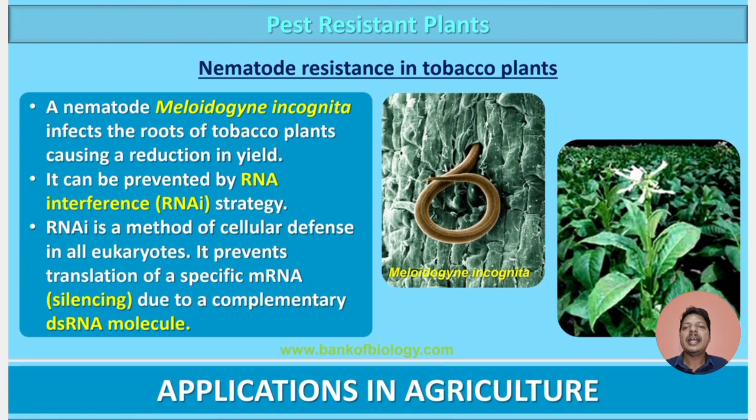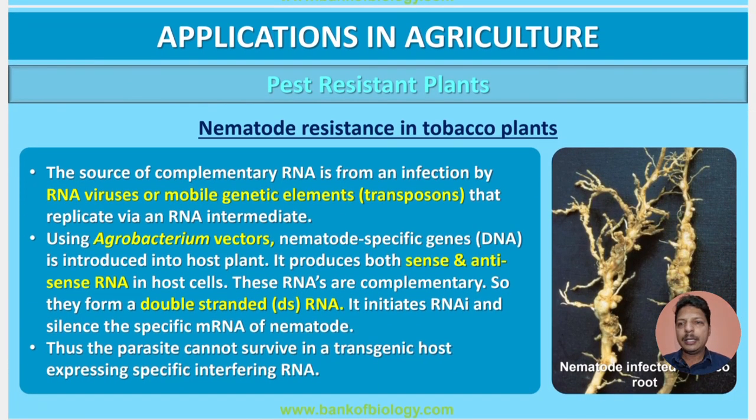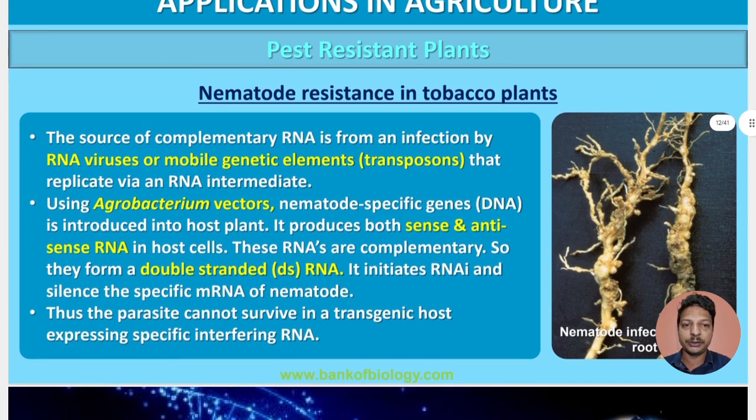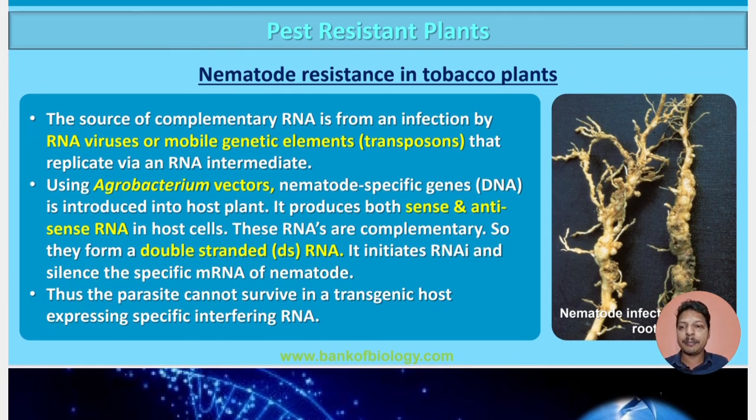Another application, nematode resistance in tobacco plants. A nematode, Meloidogyne incognita, infects the roots of tobacco plants, causing a reduction in yield. It can be prevented by the RNA interference, RNAi, strategy. RNAi is a method of cellular defense in all eukaryotes. It prevents translation of specific mRNA, that is silencing, due to a complementary double-stranded RNA molecule. Here you see the source of complementary RNA is formed by infections by RNA viruses or mobile genetic elements, that is transposons, that replicate via an RNA intermediate.